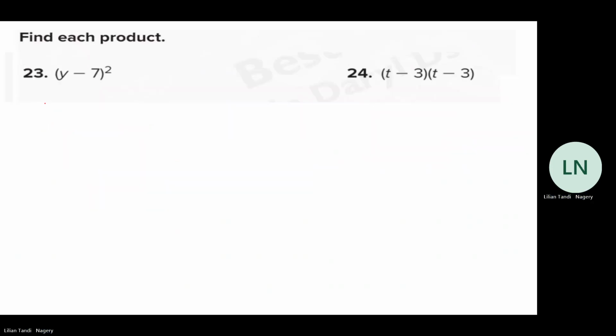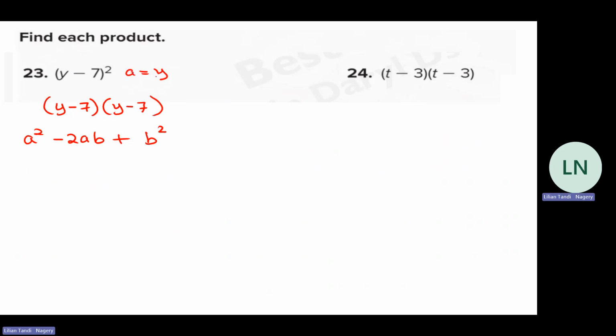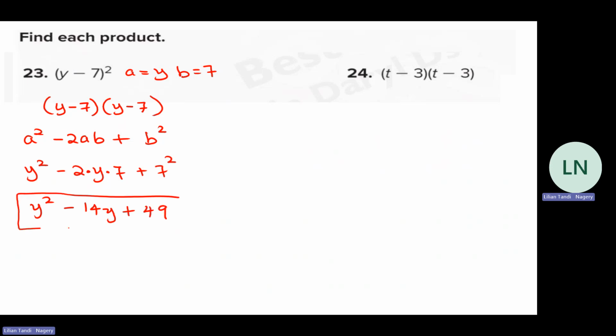This is y minus 7, y minus 7. And the formula says a squared minus 2ab plus b squared. So my a is y, my b is 7. Y squared minus 2 multiply y multiply 7 plus 7 squared. Y squared minus 14y plus 49. And this is our answer.